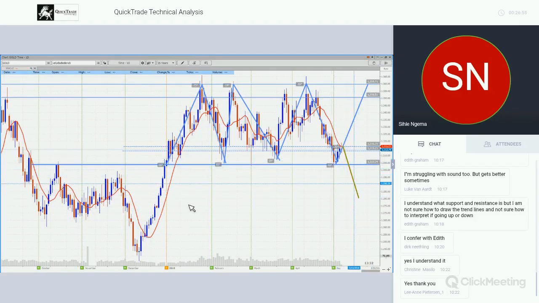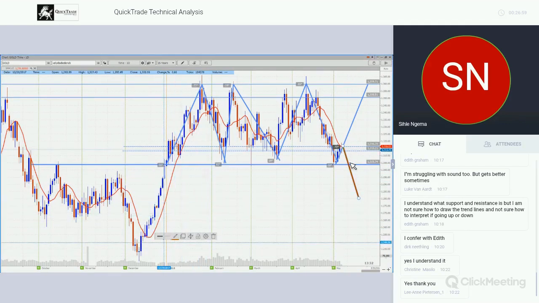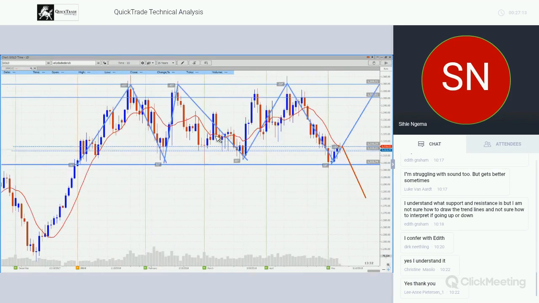Okay, this needs to hold. If it fails, then it's going to go below this point here, which is 1,300. And there, I think there will be more selling pressure on gold. But at the moment, this is the pattern we are looking at.